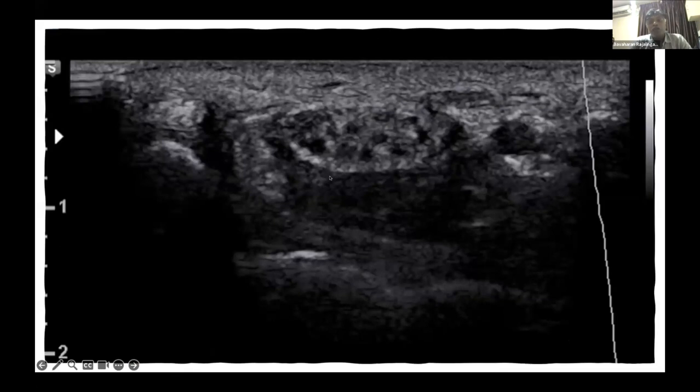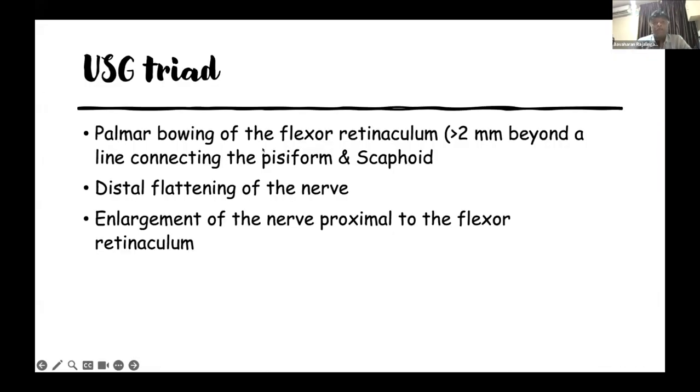Again, this is a much more zoomed out image. This is how the median nerve looks when you have a zoomed out image and a very close evaluation. This is done with a very high frequency probe, and you could see multiple small hypoechoic areas. We call them hypoechoic areas here, but this is how the median nerve looks.